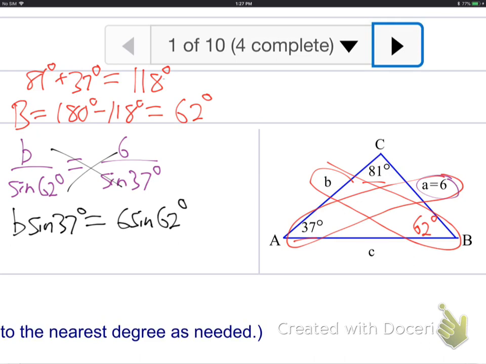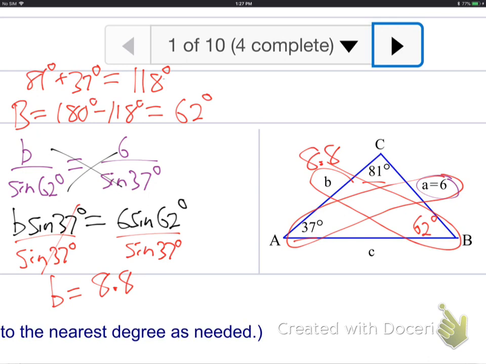How do you get b alone? Divide both sides by sine 37. Boom. So that little b is whatever those numbers say. Oh, make sure you're in degree mode. We've been in radian mode for everything we've been doing in chapter 3. So change your calculator to degree mode, because these are degree angles, as you can see. I'm getting 8.8.